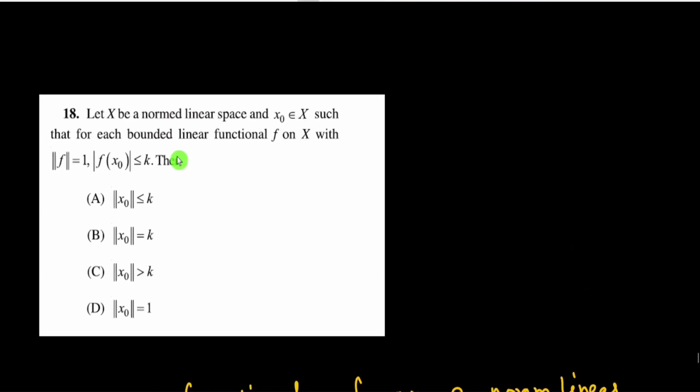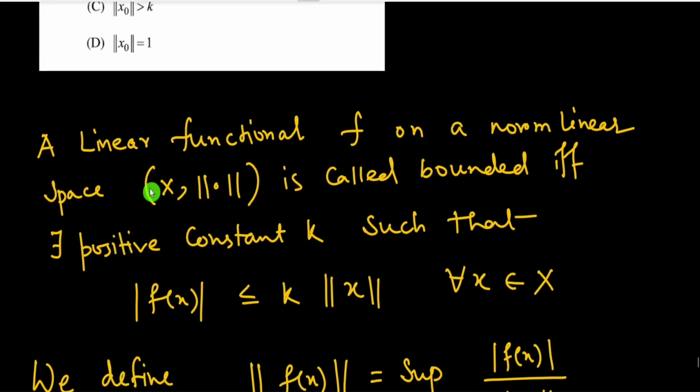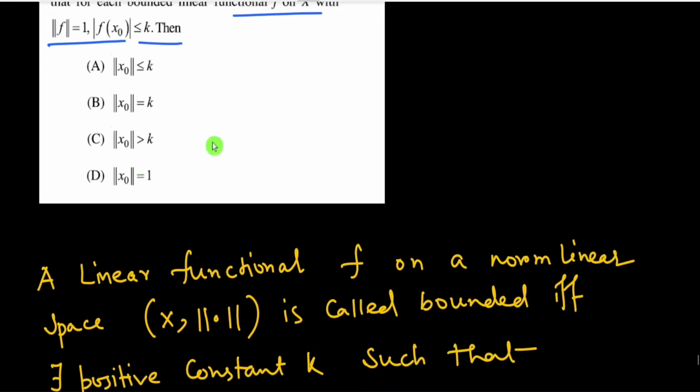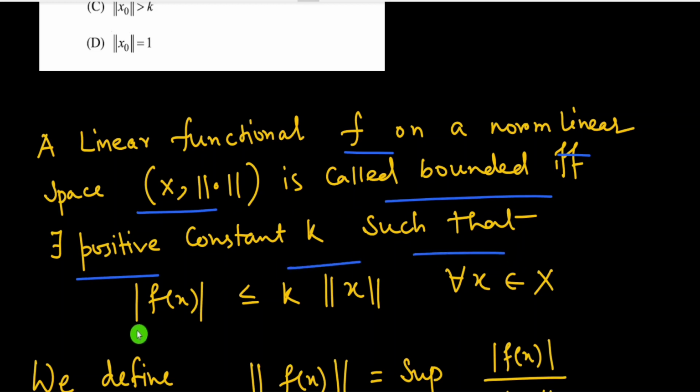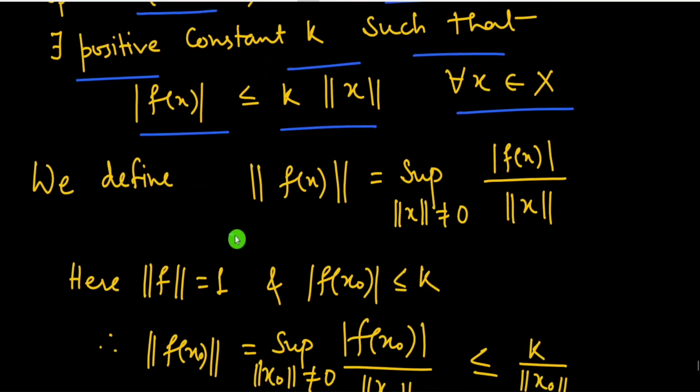Go to the next question, question number 18. Question number 18 says that if X is a normed linear space and x0 belongs to X, such that for each bounded linear functional f on X with norm of f equal to 1, the modulus of f(x0) is less than or equal to k. Now, we solve this question. Here, the options are about the norm of x0. A linear functional f on a normed linear space X is called bounded if and only if there exists a positive constant k such that the modulus of f(x) is less than or equal to k times the norm of x for all x belonging to X.